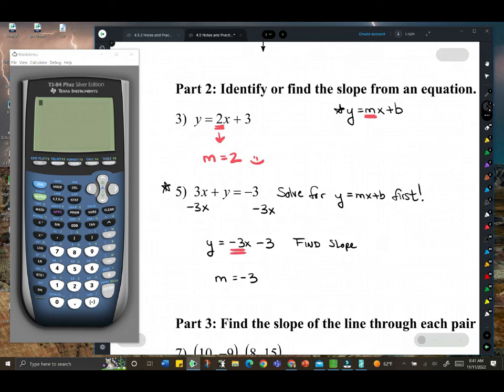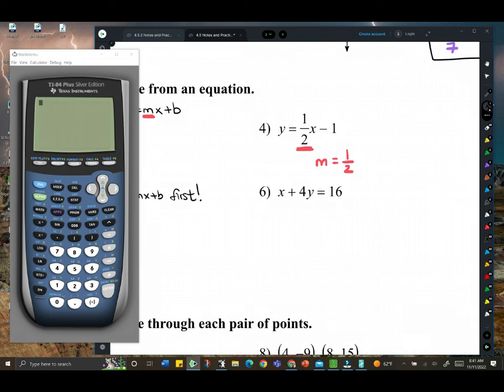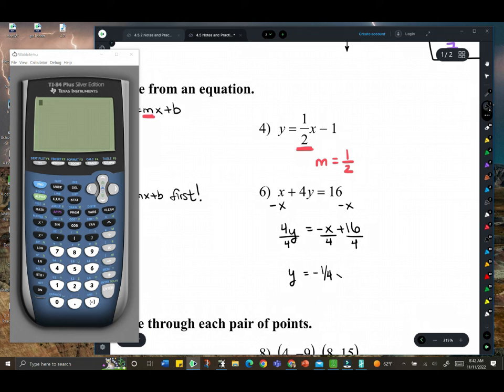Okay, 6, same idea. It's not in slope-intercept form, so we have to get it there. We're going to subtract x from each side. We have to remember to divide. So divide everything by 4. And remember, that's going to make a fraction. So negative 1/4 x plus 4, meaning our slope is negative 1/4. And that's it there.